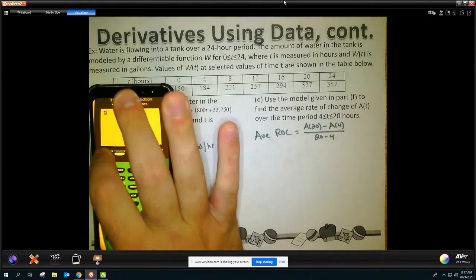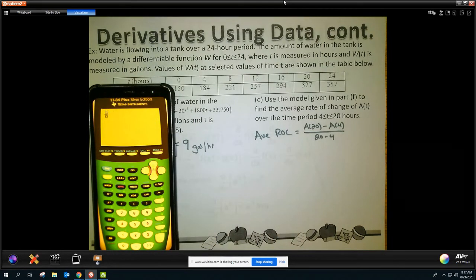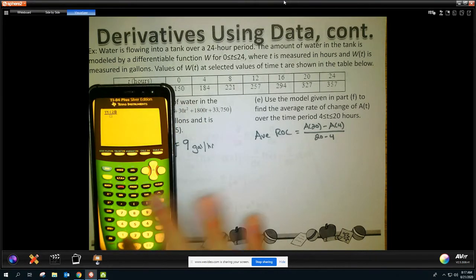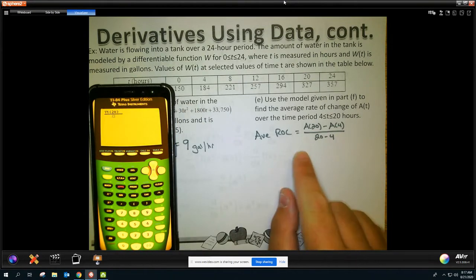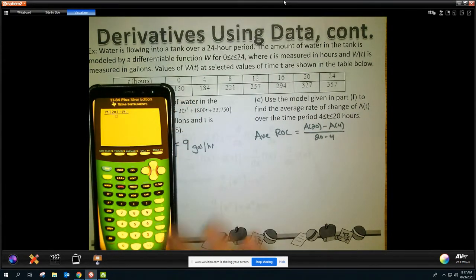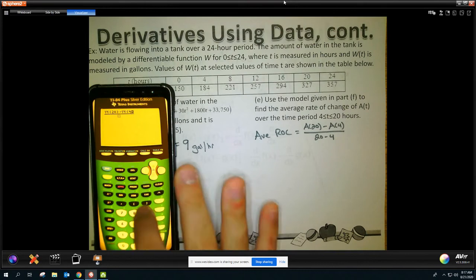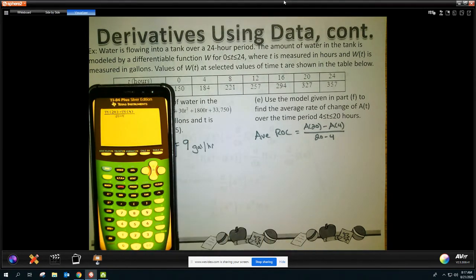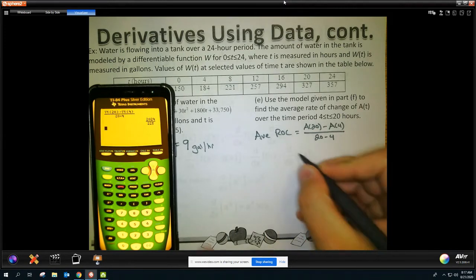Anyway, so alpha F1, enter, gives me the fraction. I'm going to pull up Y1, parentheses 20. So I'm pretty much typing in exactly what I wrote down. Minus A of 4 all over 20 minus 4. And then you can enter, and that does everything for you. This answer is perfectly good.